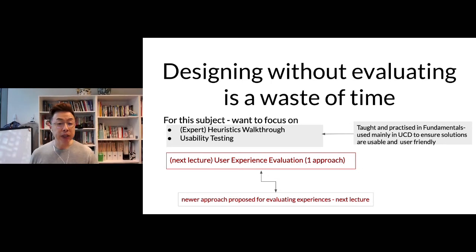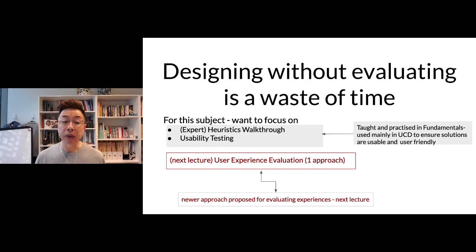Now, for this subject, we're talking about 3 different types of evaluation. Number 1, expert heuristics walkthrough, and then we're going to be looking at usability testing. And then finally, which is something new and not covered in this video lecture but in the next one, user experience evaluation itself.